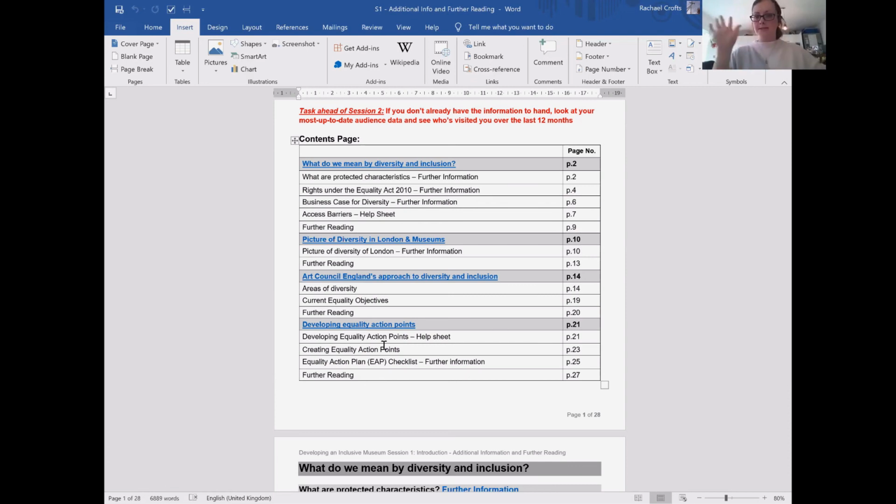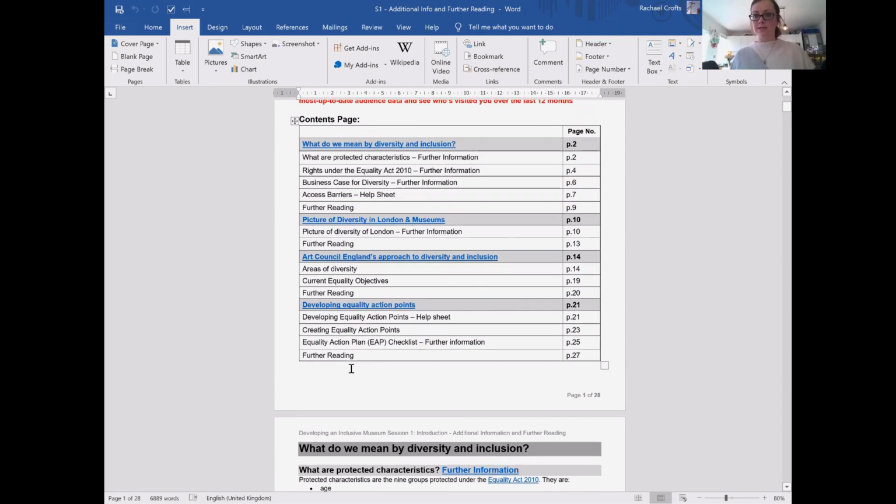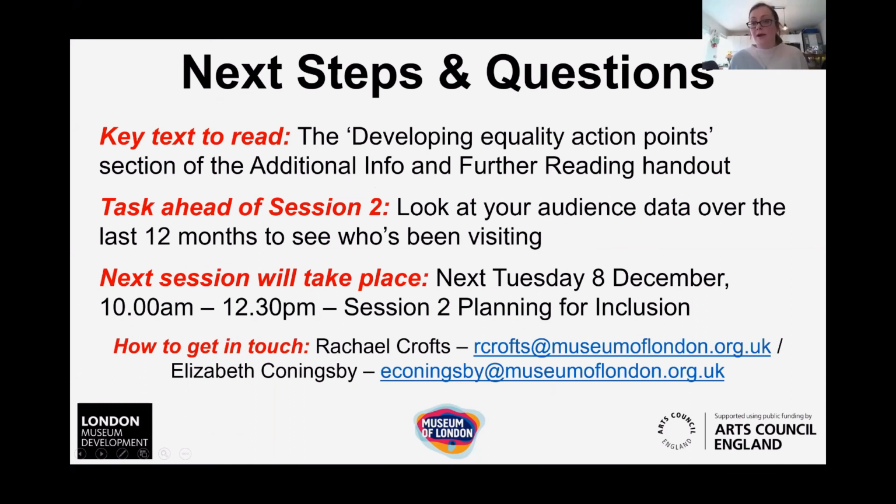So does that make sense to everybody? Can everybody see that? Okay, so it's not meant to be, as I said, this was very much an introduction session. So that's just a quick roundup. So the key text to read is on there.